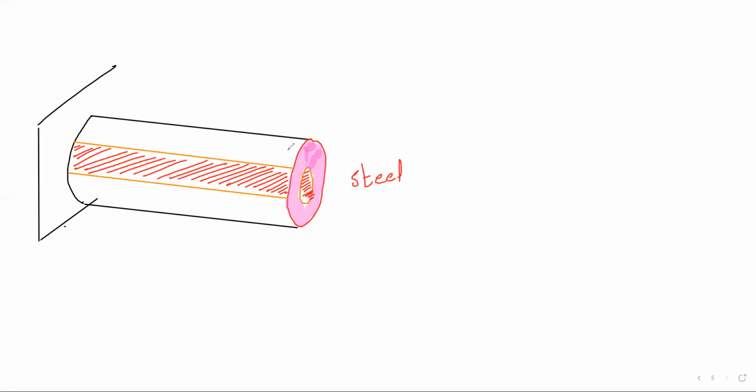Aluminium, and we have aluminium, and this one is 8 millimeter, right? And this one is 500 millimeter.